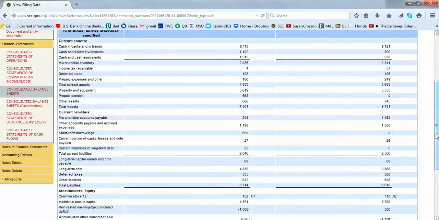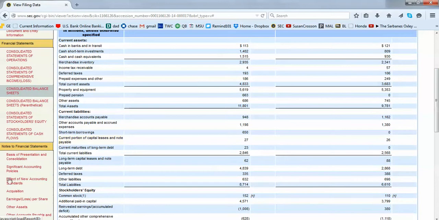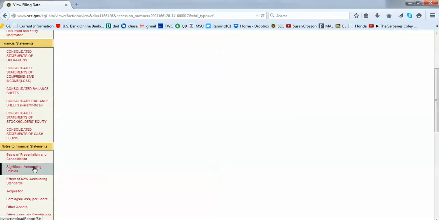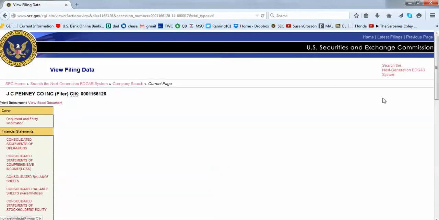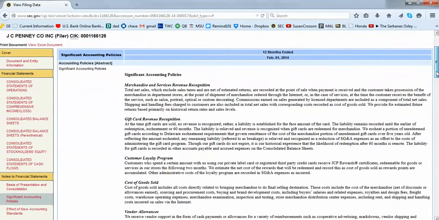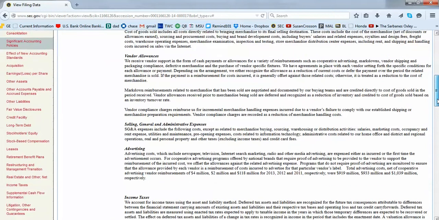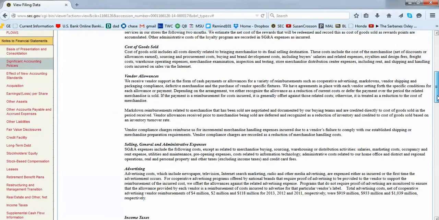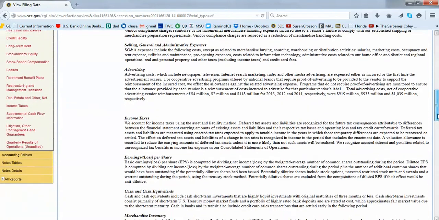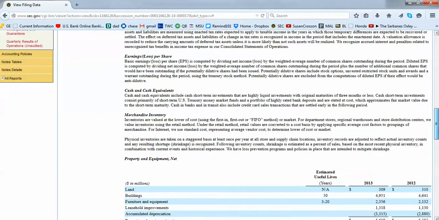So after you've completed the videos, I do want to demonstrate to you that you can find in the notes to the financial statements answers to other questions that will be asked of you, such as significant accounting policies. In these significant accounting policies, you can start to find the answers that you need, such as how do they pay income taxes? Inventory. Here we've got the inventory valuations.